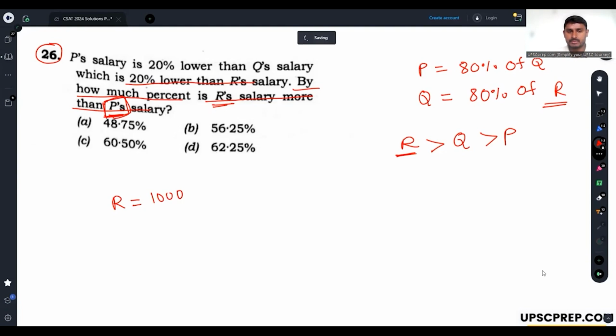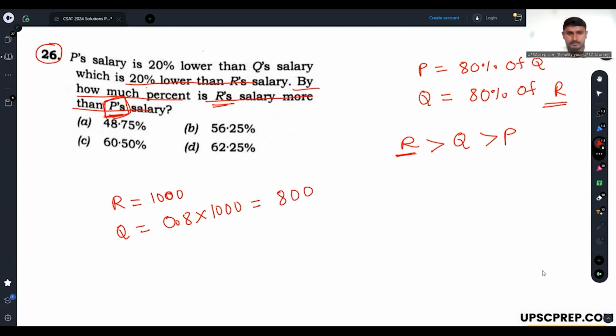ओके, आप 100 भी कर सकते हो. 1000 से थोड़ा कैलकुलेशन इजी हो जाएगा बिकॉज आई हैव टू मेक इट 20% लोअर 2 टाइम्स. तो Q का सैलरी कितना हो जाएगा? इट विल बी 80% ऑफ द R, राइट? 80% ऑफ द R. तो दिस विल बी 80% यानी कि कितना? 0.8 इंटू 1000, राइट? तो Q का सैलरी विल बी 800.